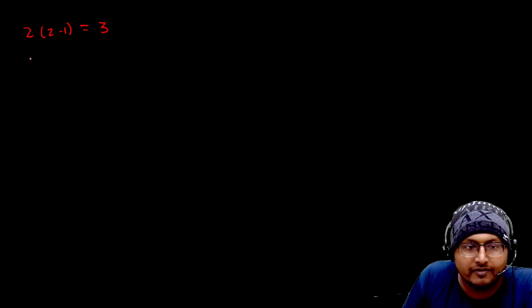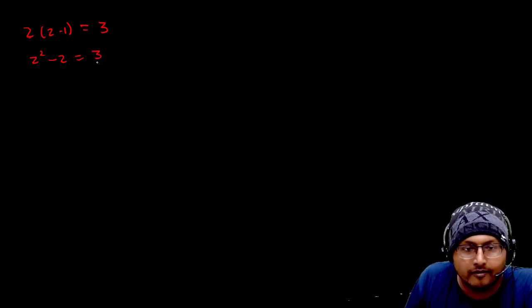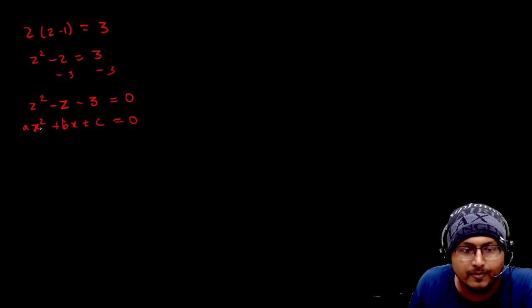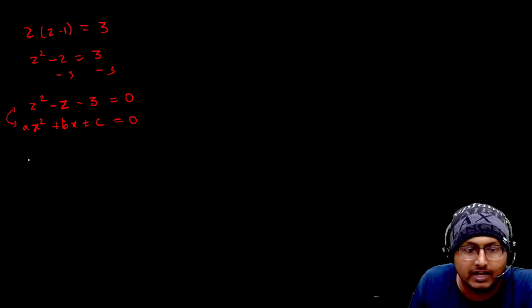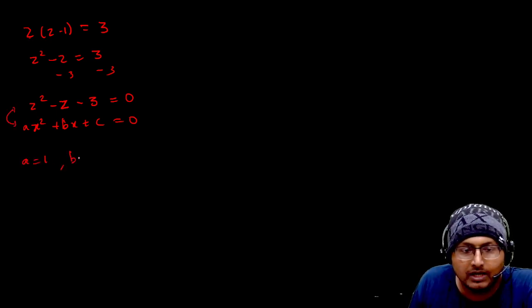We will simplify it. z into z, z square, minus z into minus 1 is minus z, is equal to 3. So we need 0 on this side, right? One side we need 0, so minus 3 on both sides. So z square minus z minus 3 is equal to 0. This is in the standard form. ax square plus bx plus c equal to 0 is the standard form. So by comparing, what will you get? a equal to 1, b equal to minus 1, c equal to minus 3. See, this is the constant term, minus 3.